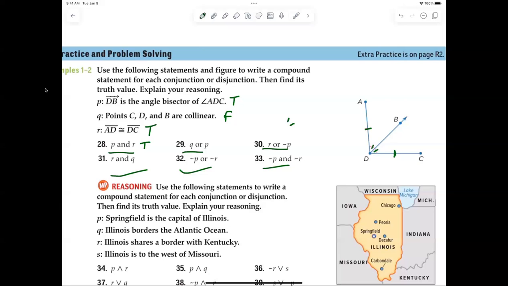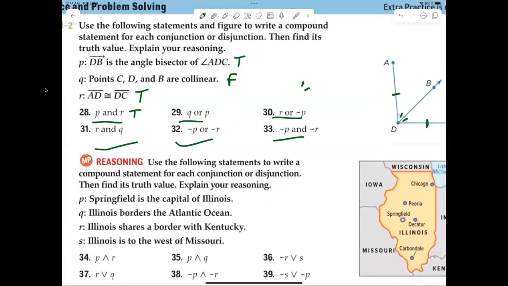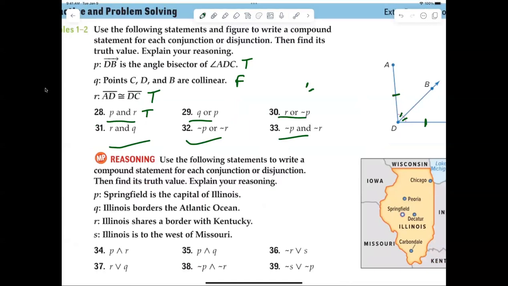Now we're going to look at number 30, and everyone in here is going to tell me if it's true or false. Well, I don't know. So what is R? Is that true or false? True. Now, because one of them's true, I can automatically write what? True, because it's an or statement. However, not P. Not P would be what? False. Are you happy? So now one of them's true, so the whole thing is what?